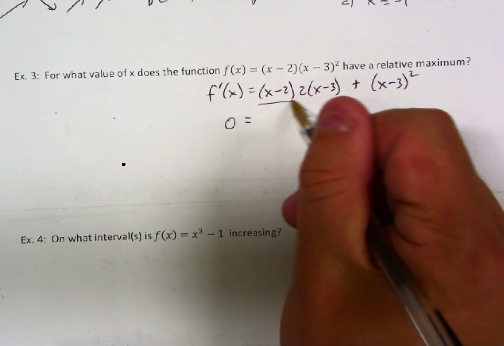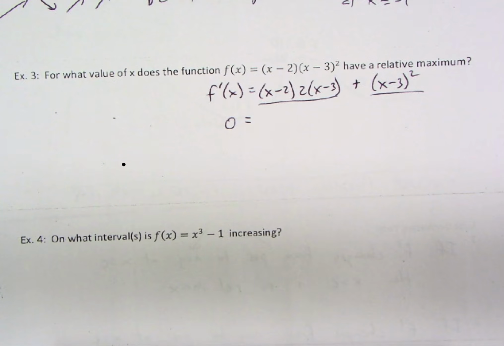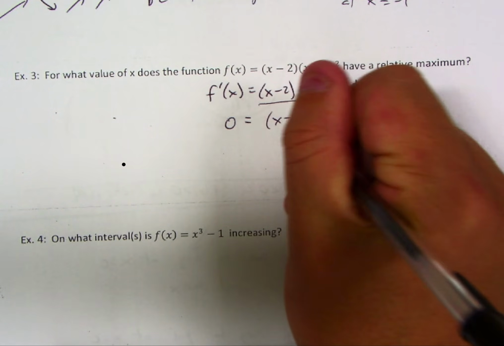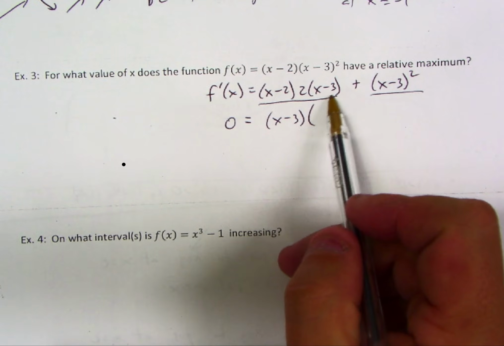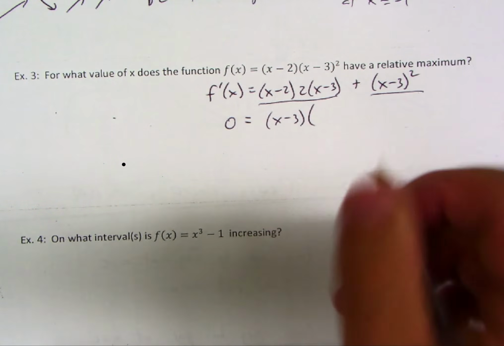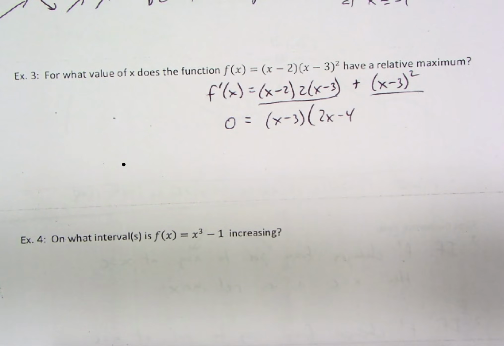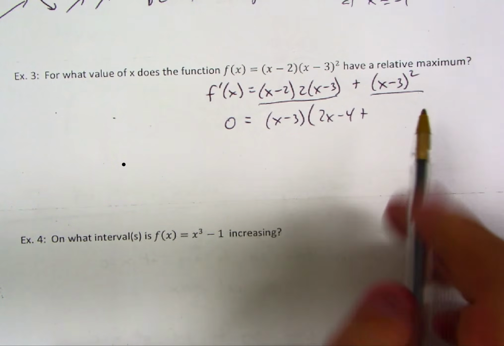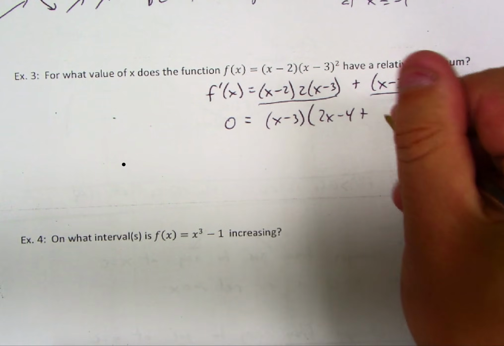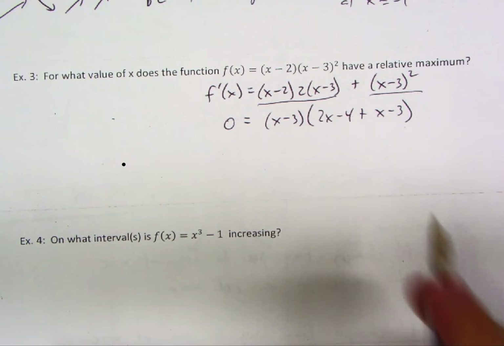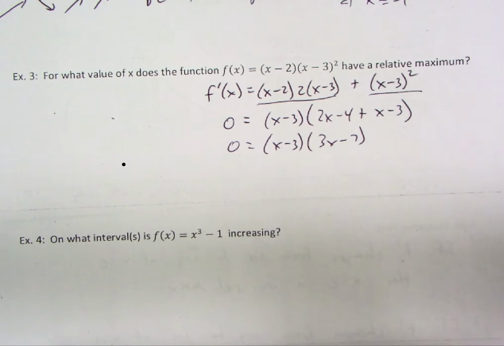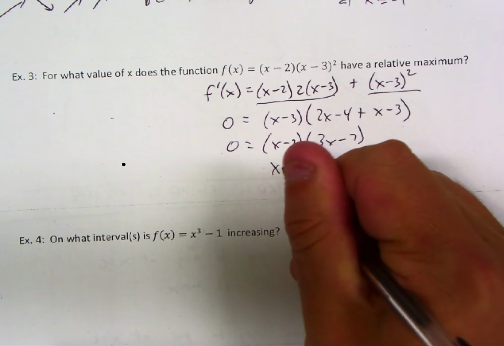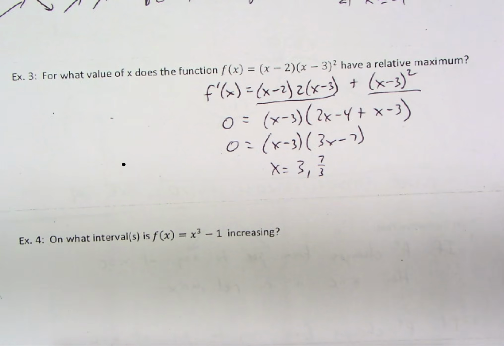So if you notice, each of these terms have x minus 3 in common. So I'm actually going to factor out x minus 3 as my GCF from each of these terms. If I factor out x minus 3 from the first one, I would have 2x minus 4 left when I distribute. Plus, I would still have an x minus 3 left from the second one. And then I just clean up that second set. Now I can find my critical numbers. It would be 3 and 7/3. So again, we can't solve unless we factor.